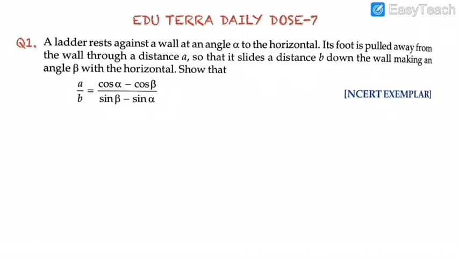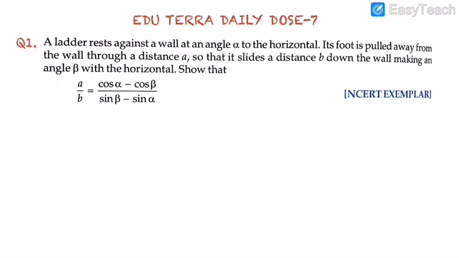NCERT example. Student, the question is a little bit different from the others. Here we are given a ladder against a wall. When you pull it a distance a, it slides from the top a distance b. So first we have to try to convert the question into a diagram. If your diagram is correct, and you show each and everything in it, then definitely you will get the proof.